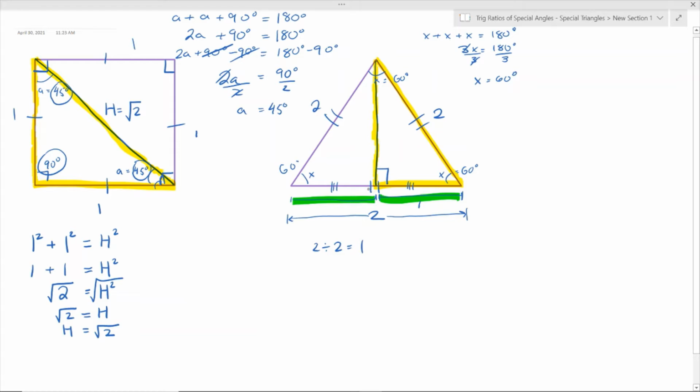There's 2 parts, 1, 2, right? So one of these parts is 1, and here this is also 1. So that means this side length of this triangle is going to be equal to 1. Okay, so this side is 1. And now we have a missing side right here. Let's call this side B, okay? So we're trying to find this side right here.